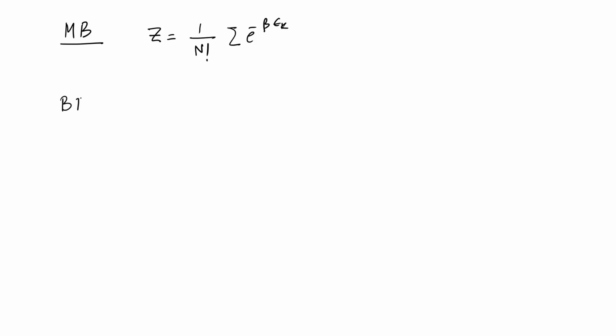In the BE distribution, there is no such division by n factorial, and the partition function is simply the sum over exponential minus beta E k. Now, a very large number of particles can occupy one quantum state, and when they do, they basically correspond to one state.